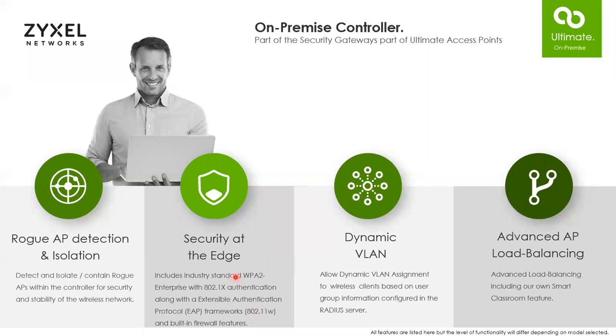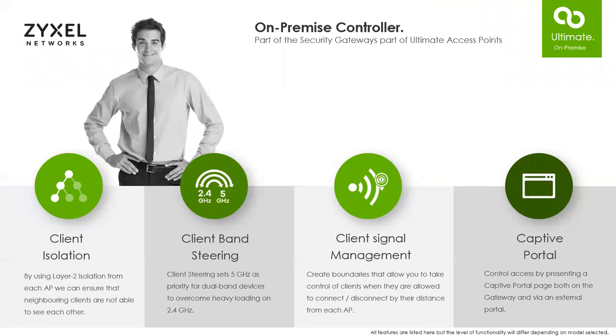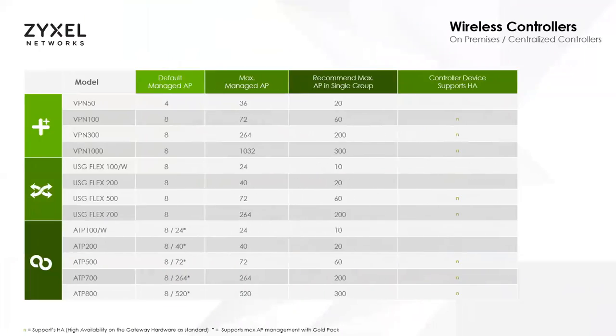There's the ability to create essentially a VPN tunnel from the AP back to the controller. That way, your controller is a firewall. You can apply your firewall rules to the wireless traffic before that traffic gets released onto the local area network. Dynamic VLANs, load balancing, client isolation, captive portal, all the stuff you would expect in a managed wireless LAN solution.